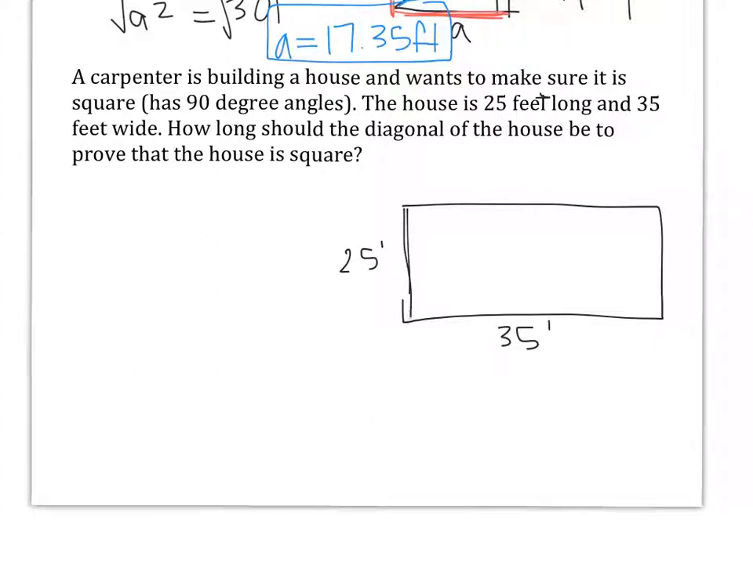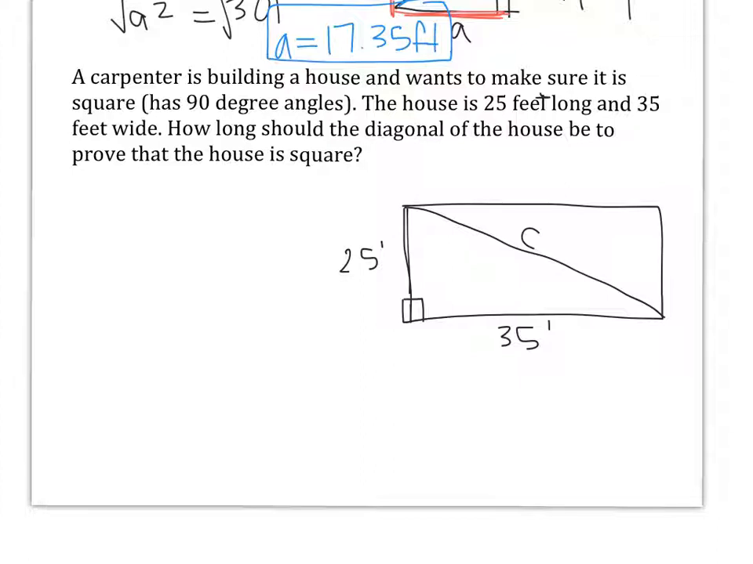So we want to make 90 degrees here in the corner. So what I can actually do is I can cut this rectangle in half, that house in half, and if I can draw a straight line, whoa, stylus slipped. How long should the diagonal of the house be to prove that the house is square? So again, we have to find the diagonal, and the diagonal is always known as the hypotenuse, which is C. So we got to figure out how long that should be to prove that the house is square.